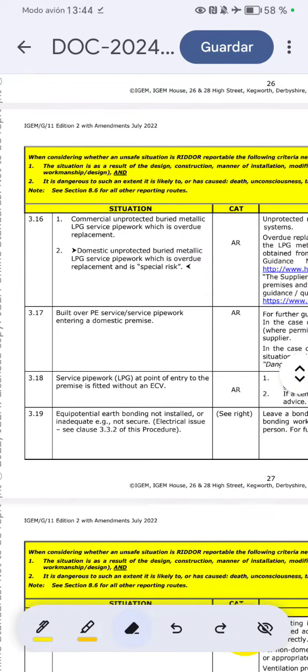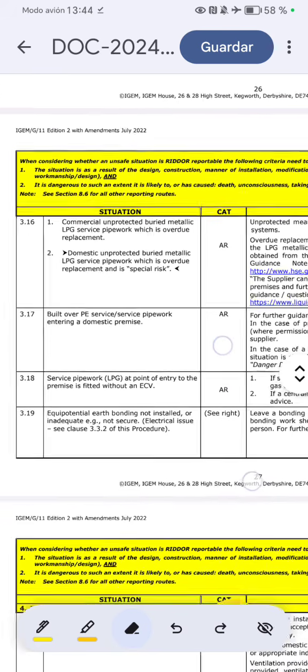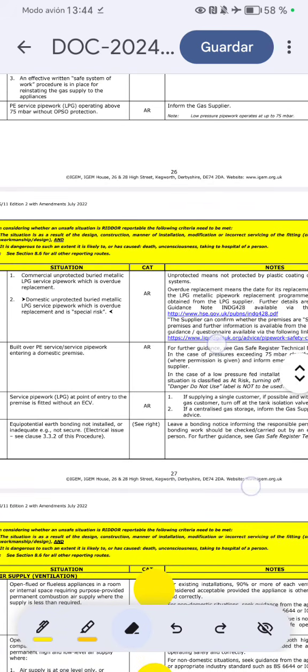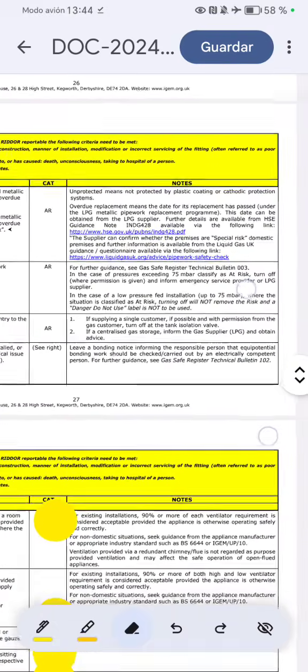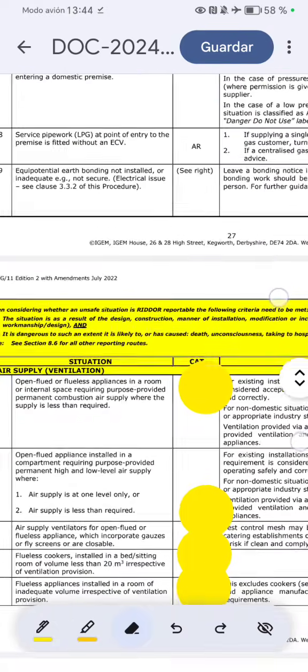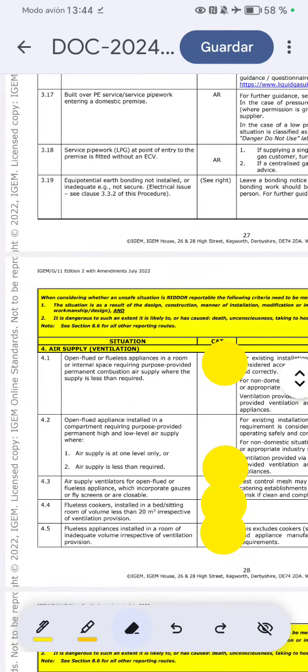Okay, equipotential bonding not installed or adequate, not secured. So this looks like leave bonding notice. All right, so that's not an at-risk situation. Read technical bulletin 102. Okay, you can find a lot of these on the Gas Safe website.